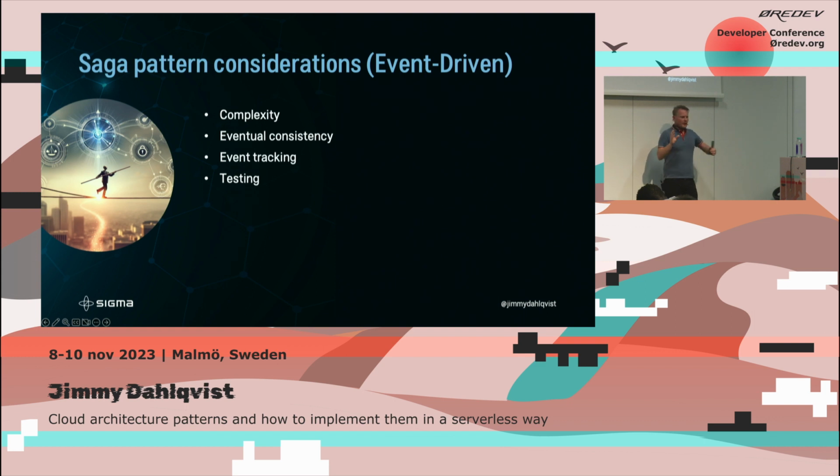We need to have a good way to do event tracking. Add a request ID and event ID onto your event in the envelope, and make sure you can track the Saga in a good way. And from a testing perspective, how are we going to test this? Are we going to test each transaction, or are we going to test the entire Saga every time? We need to consider how we do that in a good way, depending on what we're doing.